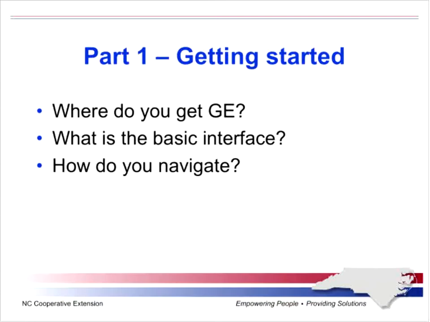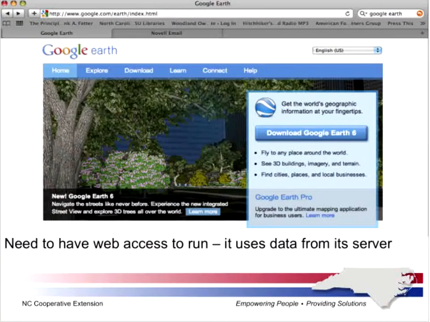So first of all, where do you get Google Earth, and what is the basic interface, and how do you navigate around through it? We're also going to take a quick look at some of the interface on how it's set up. So first of all, where do you get Google Earth? The easiest thing to do is just to Google Earth. Okay, so that'll get you out to their website, and the latest version is Google Earth version 6.